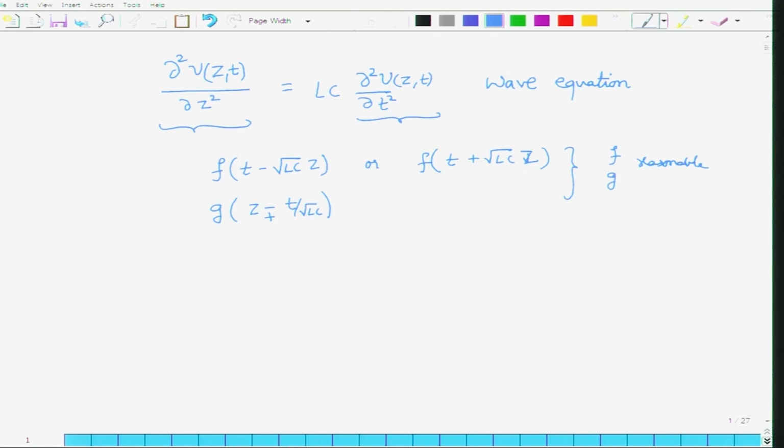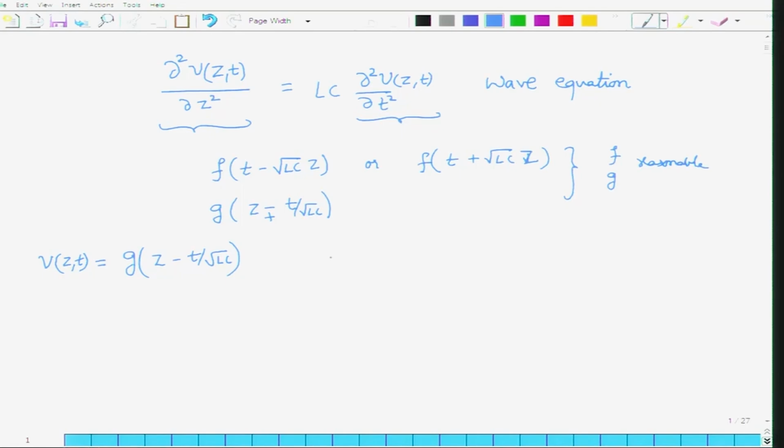Let us consider what is the implication, or the meaning, of this type of solution. Let us consider, for example, that the voltage V at any point Z and T of the transmission line will be of the form g of Z minus T by square root LC. We do not really care about the shape of the function g here. We are only interested in what would happen if this is the kind of solution satisfied by the voltage, and what the implication is.